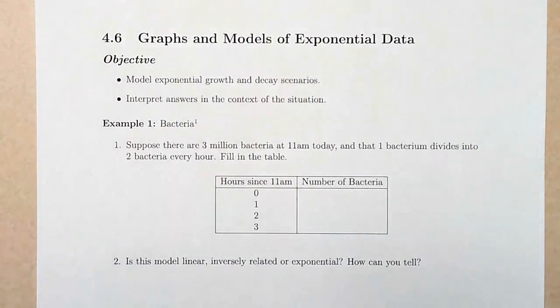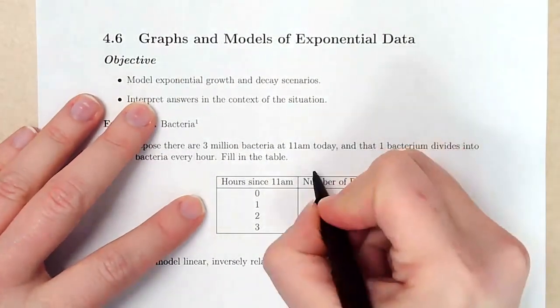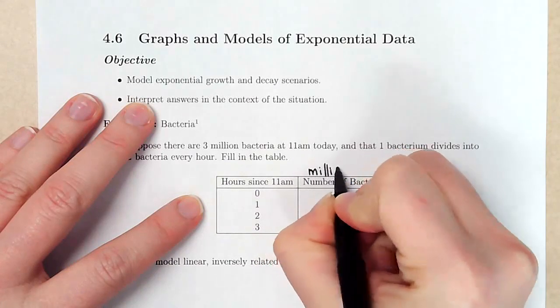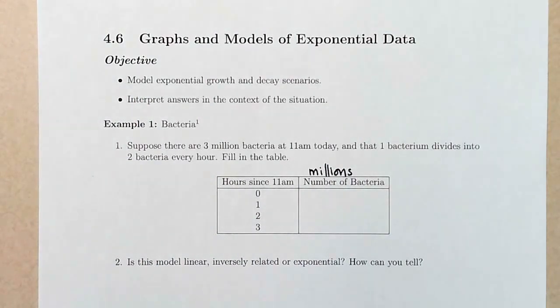Example 1, bacteria. There are 3 million bacteria at 11 a.m. and 1 bacterium divides into 2 bacteria every hour. Each one of them divides into 2. Reproduction. Fill in the table. Should we do this in millions then, I feel like? Instead of calling this number of bacteria, let's call this either millions of bacteria or number of bacteria in millions. And then hours since 11.